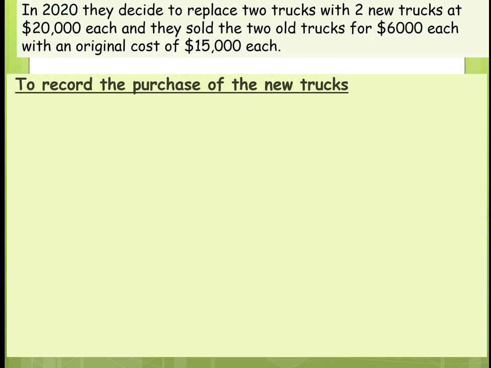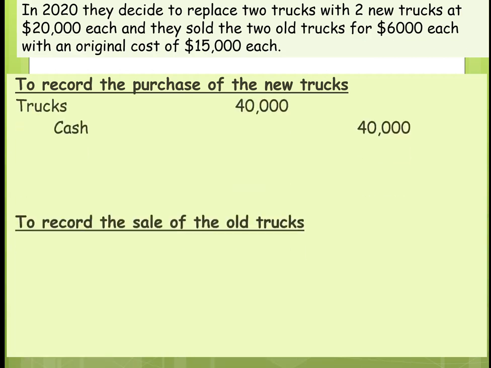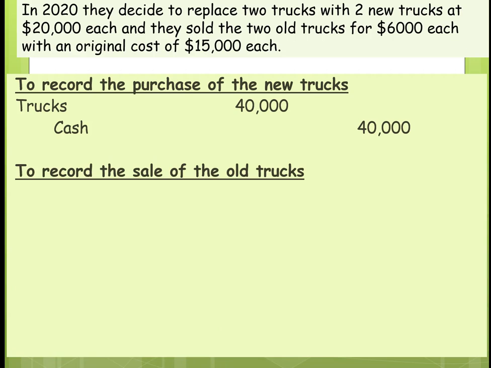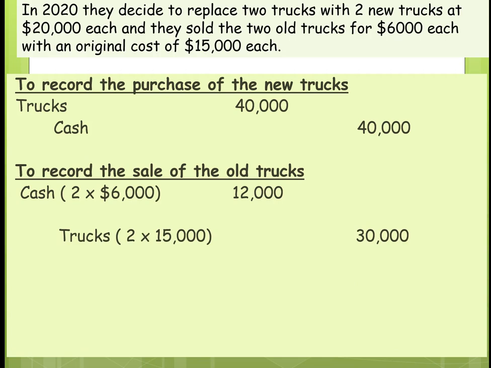So in 2020, they decided to replace 2 trucks with 2 new trucks at $20,000 each, and they sold the 2 old trucks for $6,000 with an original cost of $15,000. So to record the new trucks, it would be trucks, cash. To record the sale of the old trucks, it would be the cash. We would take the old trucks off the books, and the plug goes to accumulated depreciation.